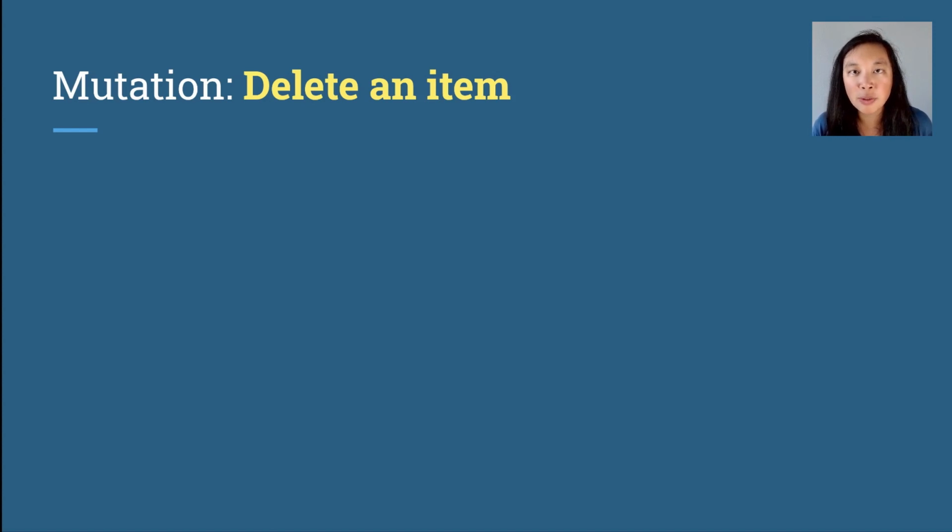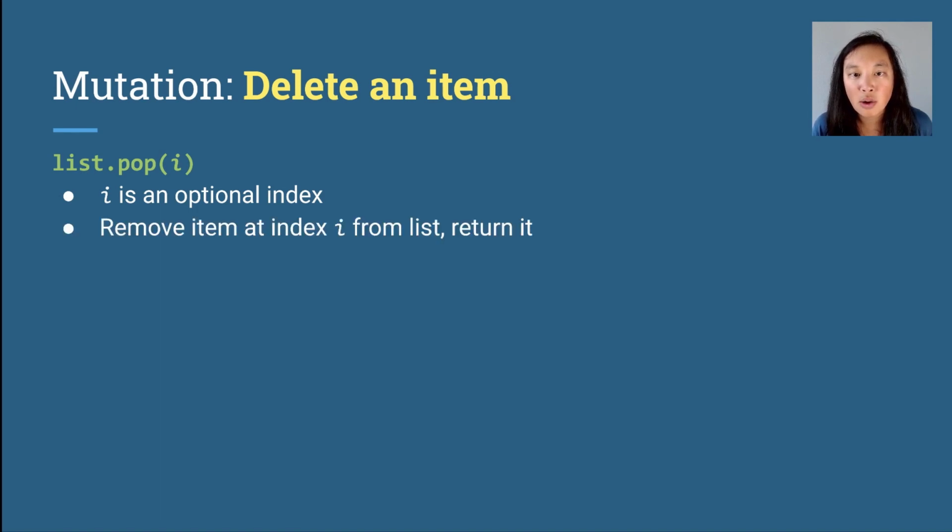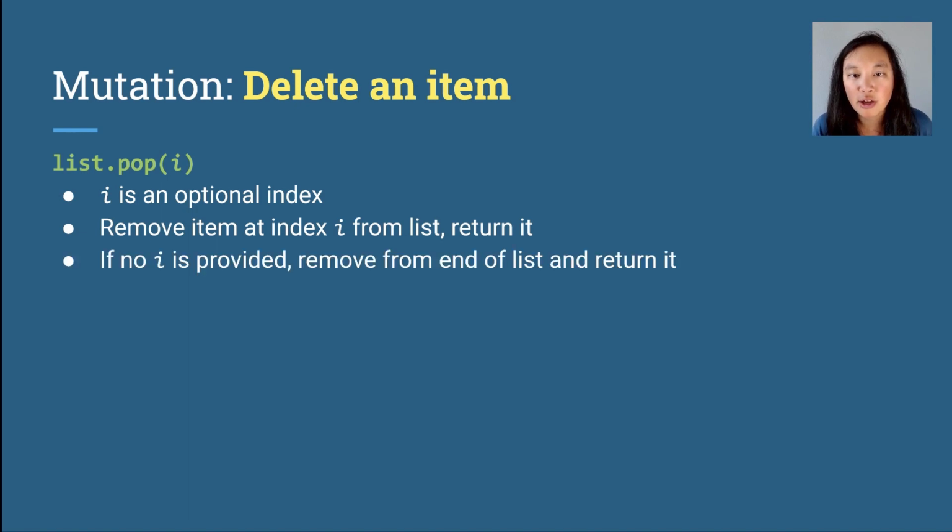So far, we've talked about adding items and adding a list. What if we want to delete an item? We have the function pop, and pop is going to take an argument that is an optional argument, and it's going to be an index. We'll remove the item at index I from the list, and this function is going to return whatever it removed. If no index, since it's optional, is provided, we will remove from the end of the list and return it.